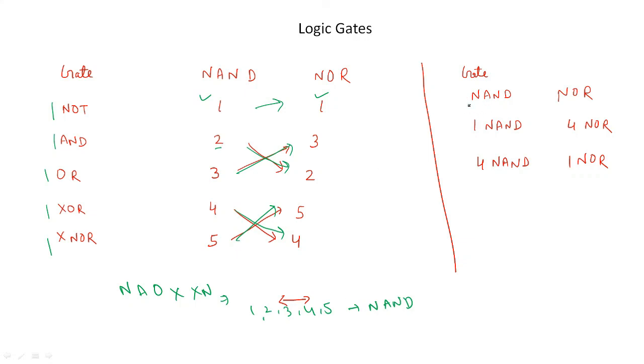Similarly, you can prove that one NAND gate is equivalent to 4 NOR gates, and similarly 4 NAND gates is equivalent to 1 NOR gate. So you have to remember this table. This will help you in solving the numerical problems where you have to find the number of gates from the Boolean expressions.